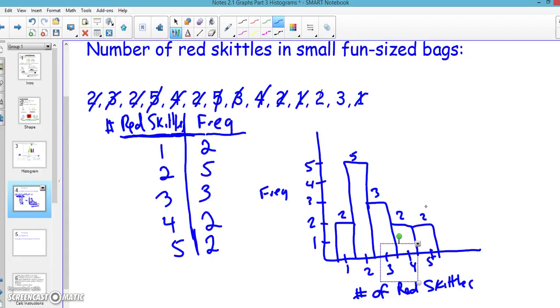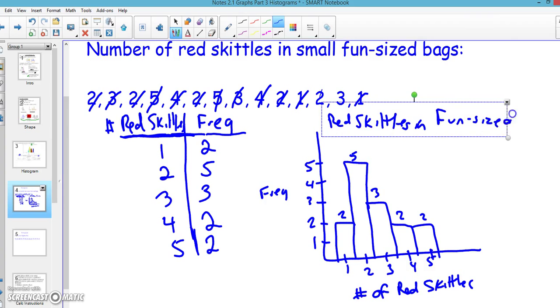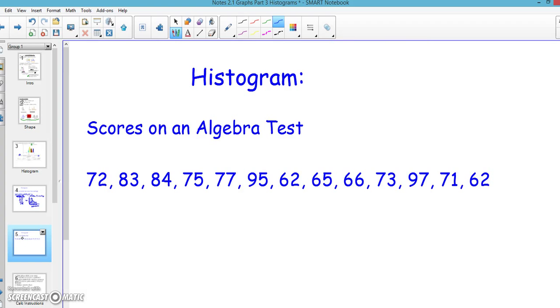And then, like before, you can, if you like, label the tops of your bars if you like that look. Otherwise, as long as it is neat and you can read it from the y-axis, it is not needed. Okay, I would still add a title though, so number of red Skittles or red Skittles in fun-size bags, just because it might be different in other sizes.